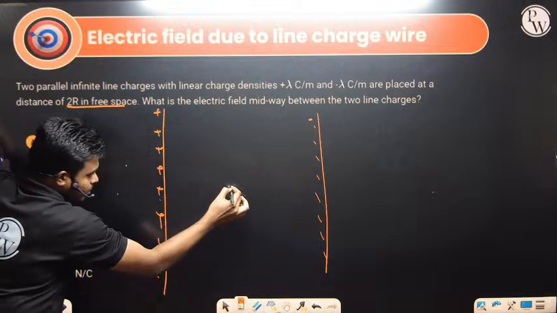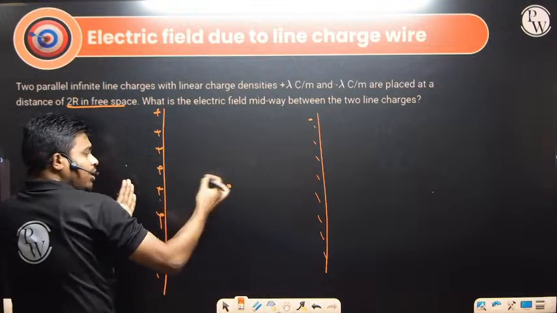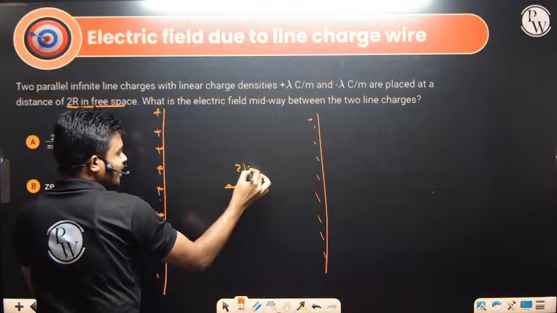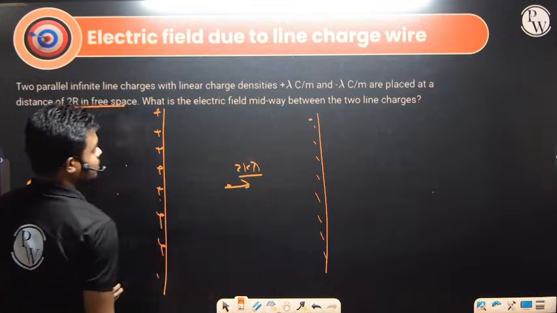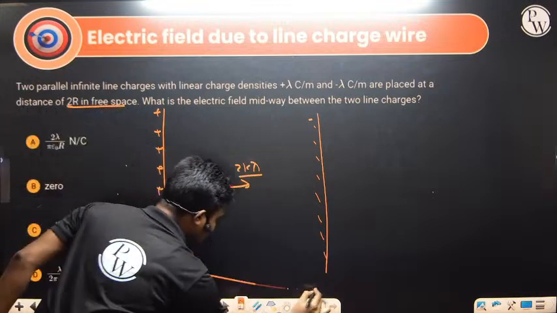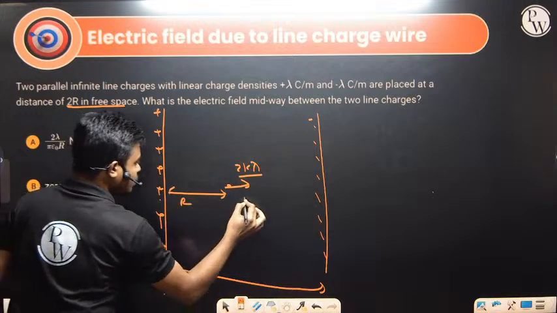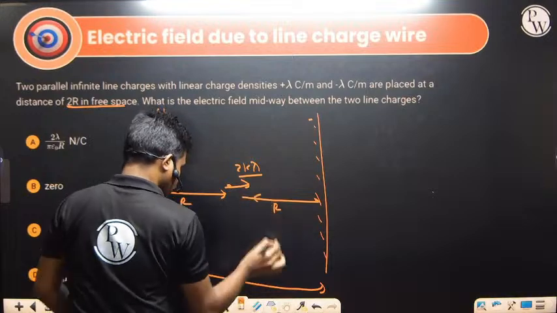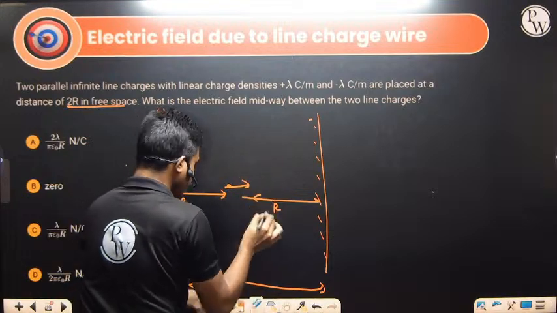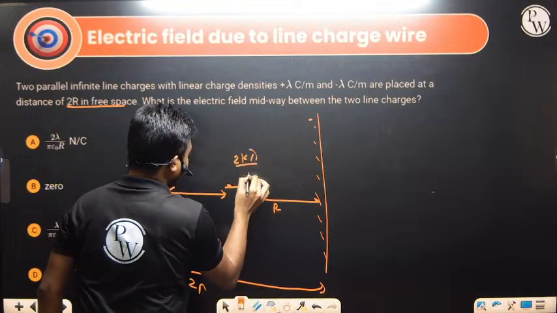Because of this charge, if I calculate the electric field, it will move away from this. So on this side, 2k lambda divided by the distance. What is the distance? The distance is 2r. So whatever this distance is, this will be r, and this will also be r. So the electric field because of this will be 2k lambda divided by r.